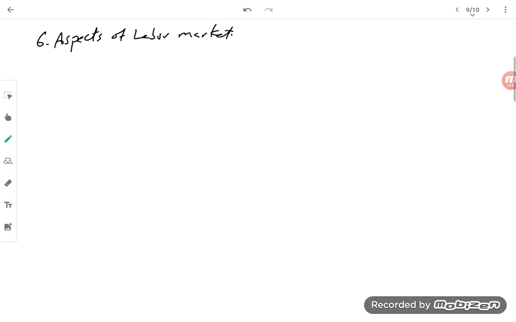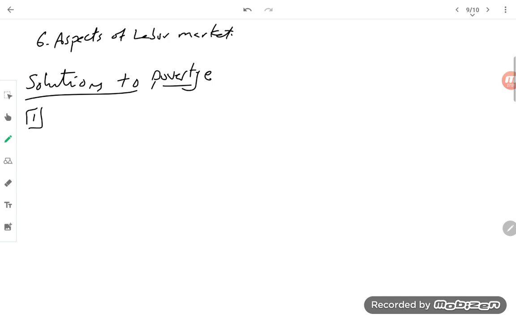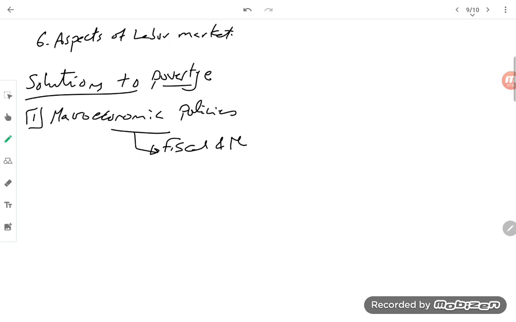What are the possible solutions for this problem of poverty? Number one, at the macro level, so there are macroeconomic policies that should be taken in order to overcome the problem. These macroeconomic policies are directed toward decreasing unemployment rate. Okay, so here we are going to talk about fiscal policy and monetary policy. That will help to increase employment or job creation.